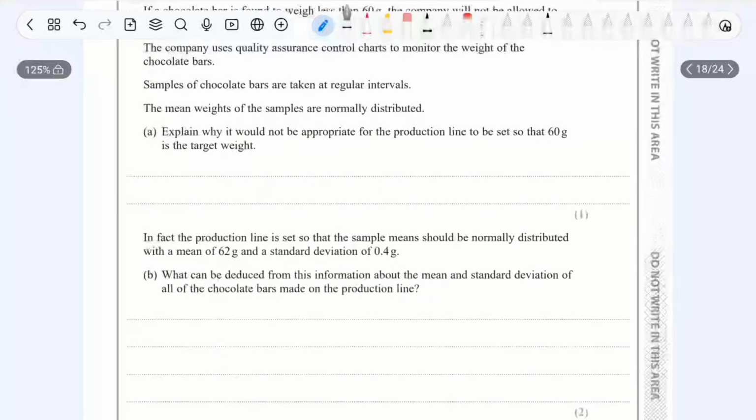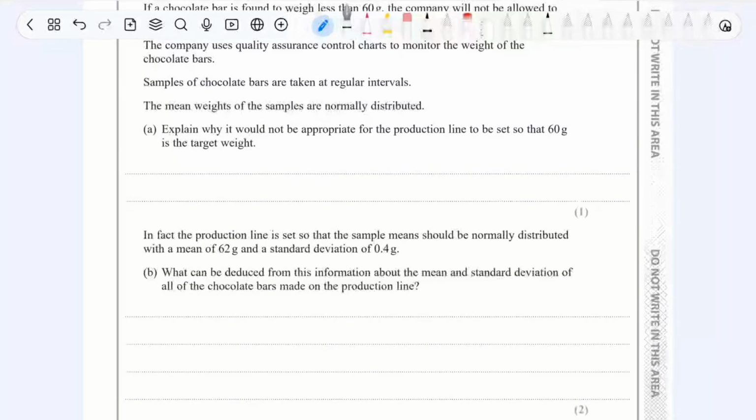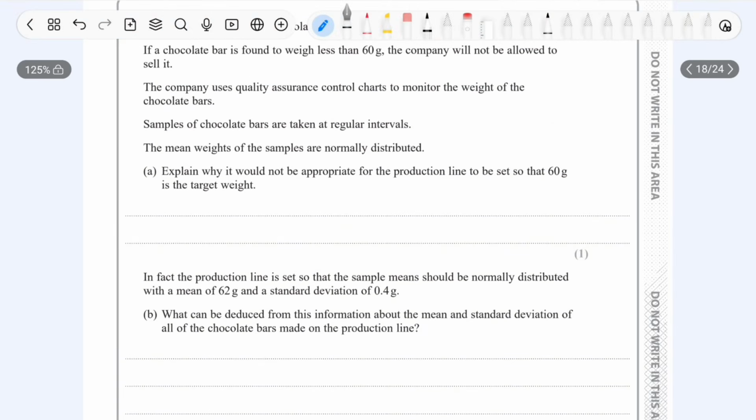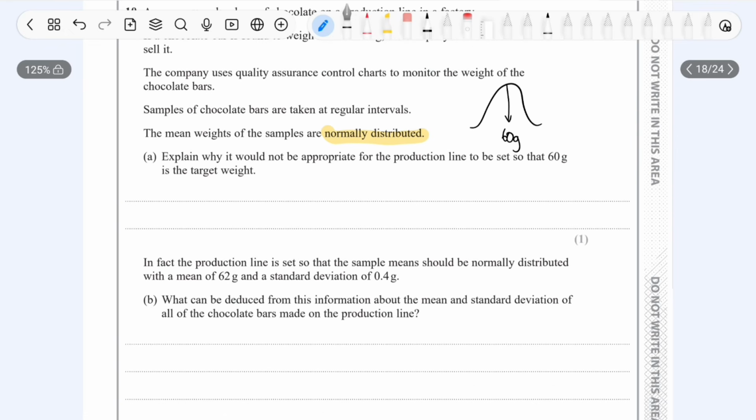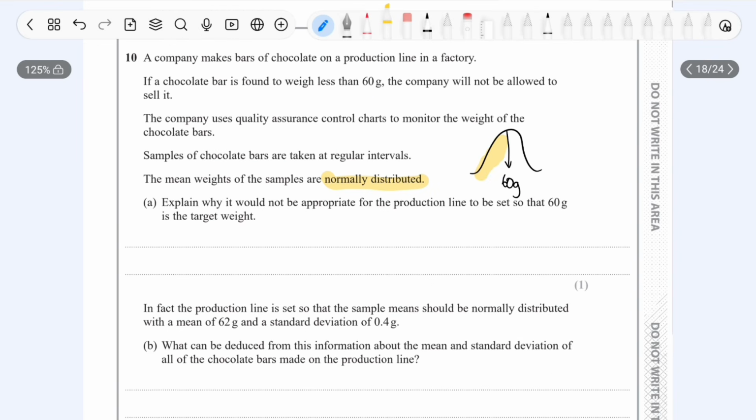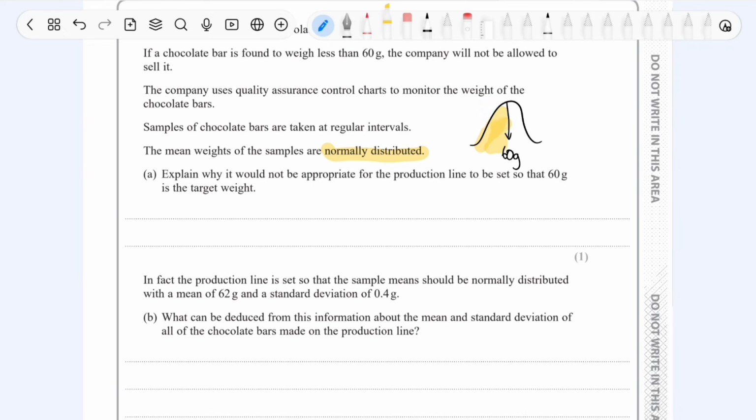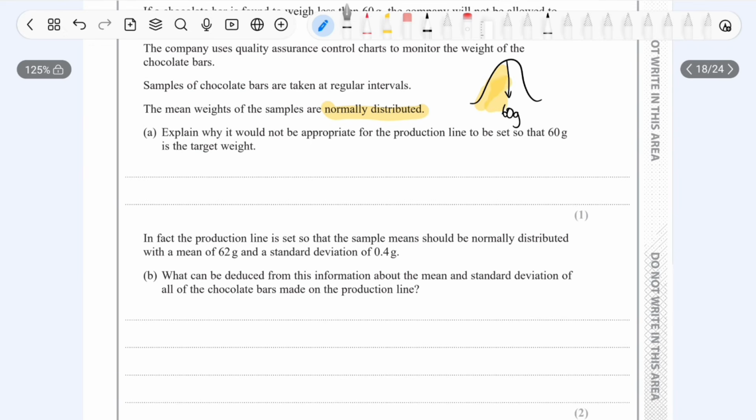Explain why it would not be appropriate for the production line to be set so that 60 grams is the target weight. So quite literally, if 60 grams is the target weight and it is normally distributed, so again we're going to introduce our bell-shaped curve. 60 grams is the target, and the target is always the mean. So the mean is what you're targeting. Now if you target 60 grams as your mean, anything less than 60 grams is not allowed to be sold. So would you want to do that? Probably not.